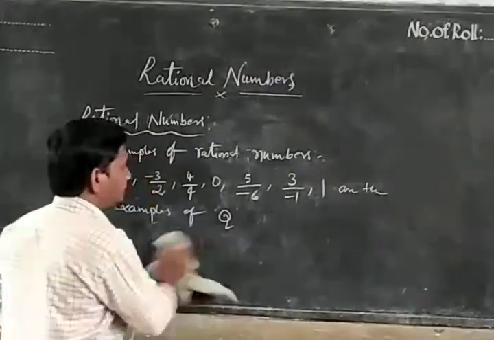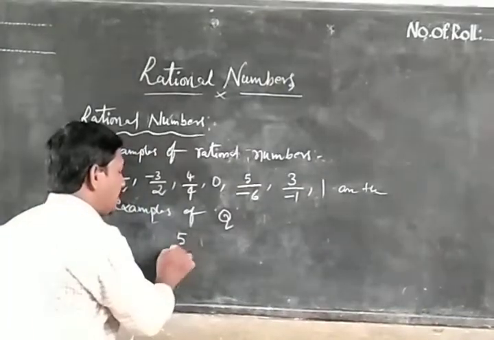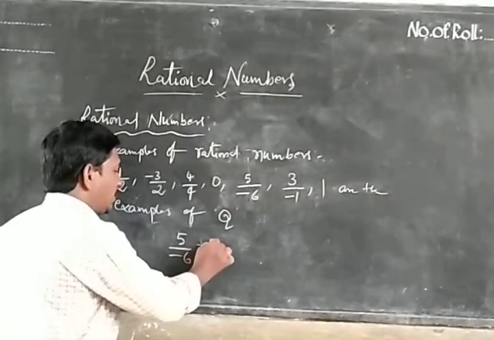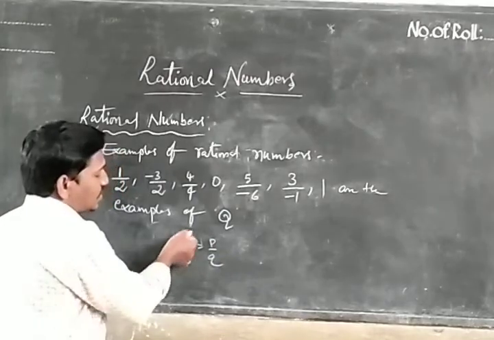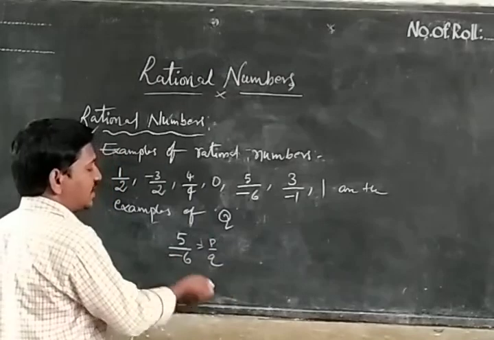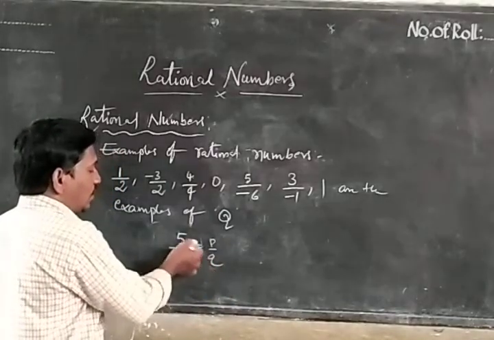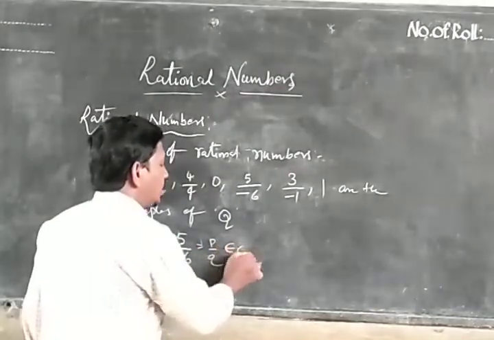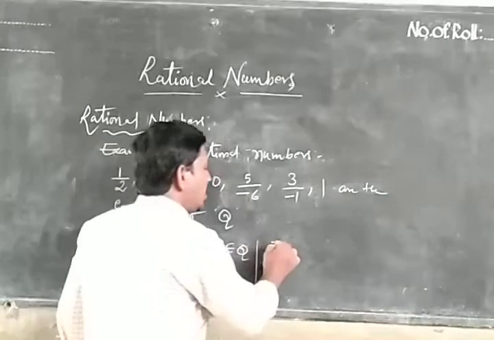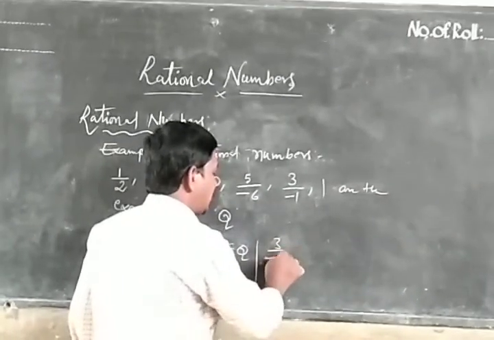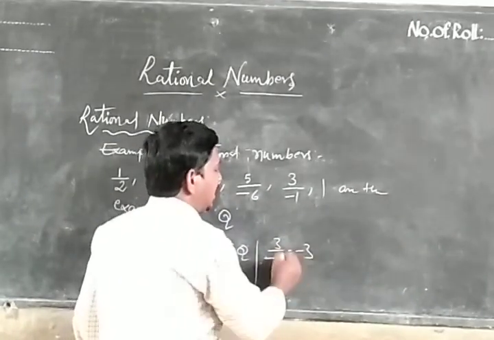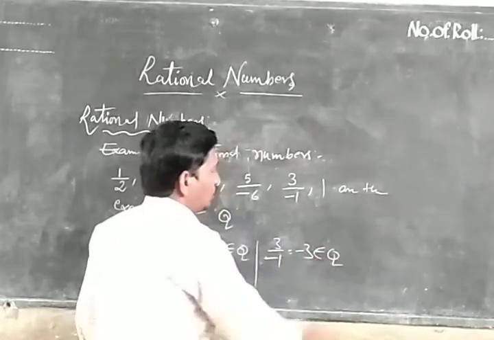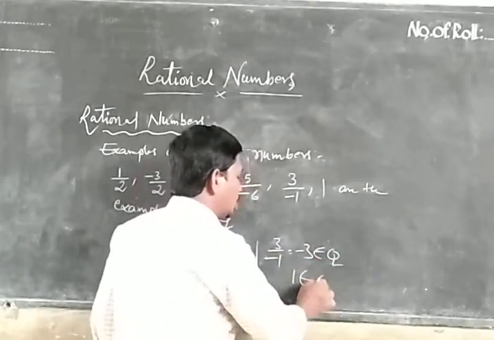And also 5 by -6 is p by q. So 5 belongs to Z, -6 belongs to Z. That's why 5 by -6 is in the form of p by q and belongs to Q. And 3 by -1 equals -3. That belongs to Q. And 1 belongs to Q.